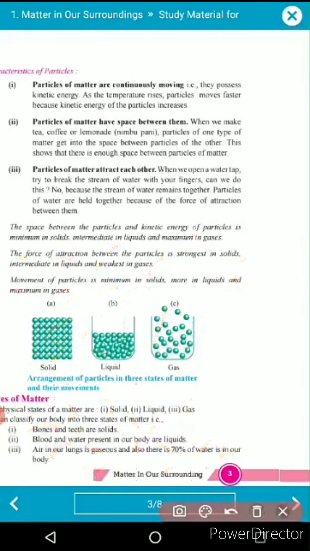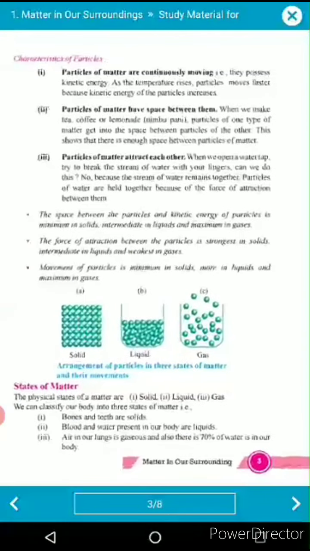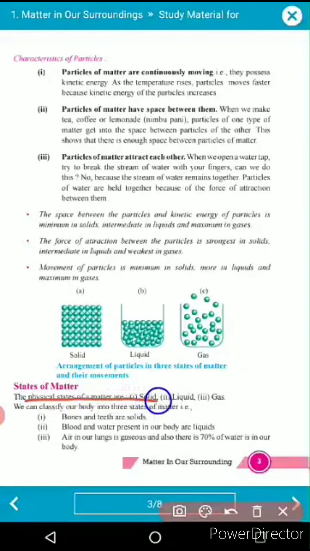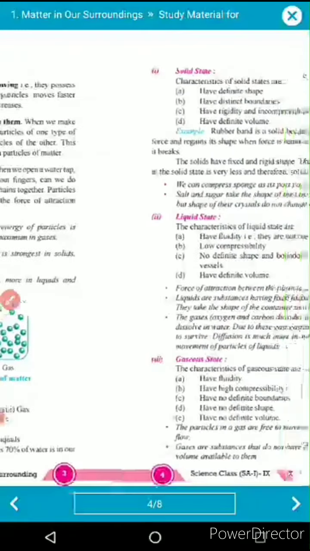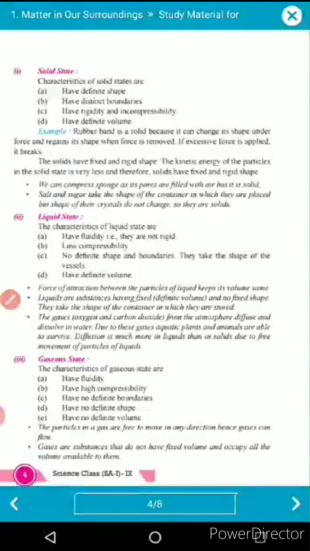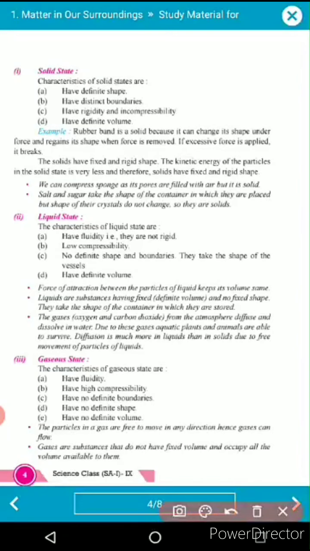Clear? Now the next topic, states of matter. As we already discussed, there are three states of matter: solid, liquid and gas. Clear? So we classify them this way. Let's understand the properties of the different states individually. First will be the solid state.